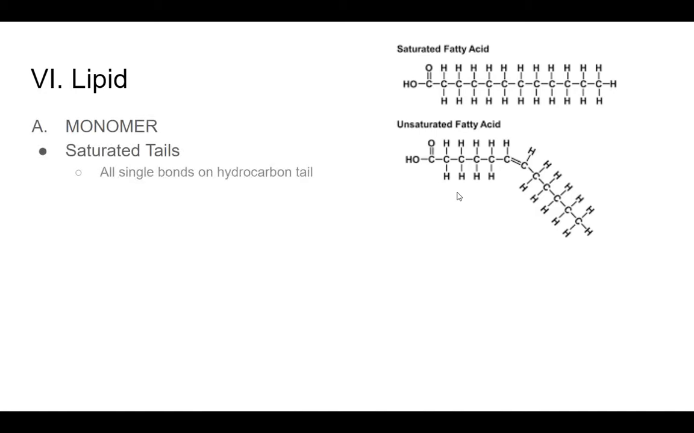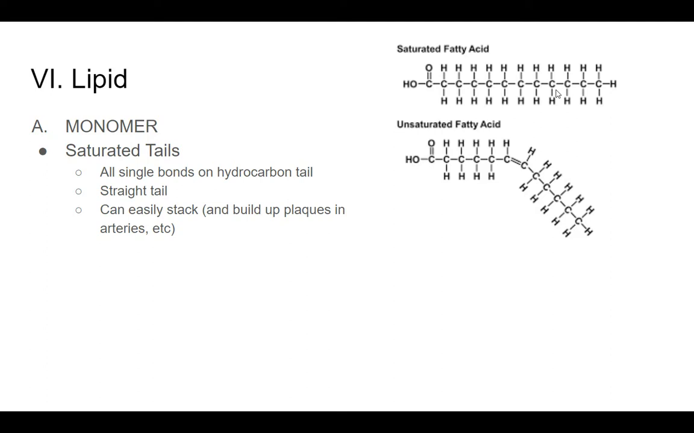For the saturated tails, there are single bonds only throughout the hydrocarbon tail. So all single bonds between these carbons and then single bonds out to hydrogen. Because there are single bonds only, the tail remains straight. The trick with saturated fatty acid tails is that because the tails remain straight, they can stack up one on top of the next on top of the next fairly easily.